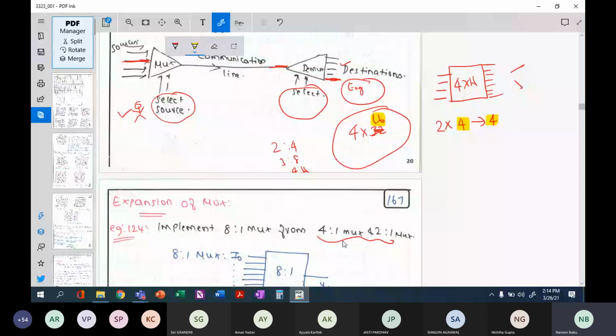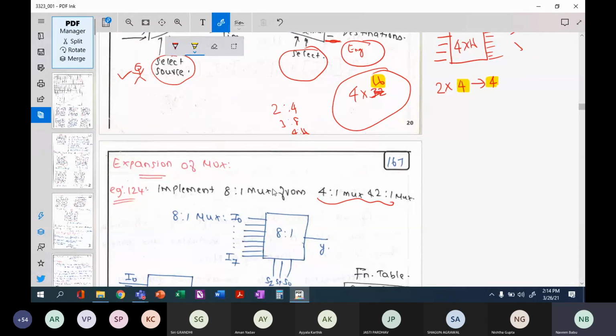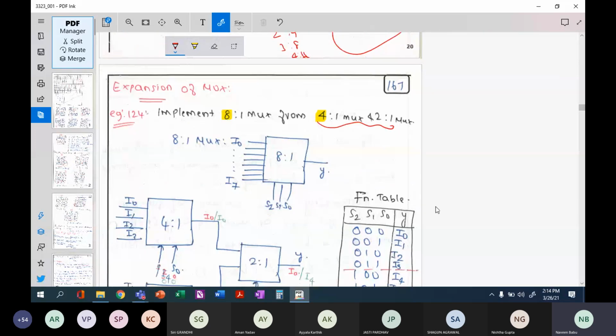But whereas here, you have to look at the input side. Meaning, here you have to implement an 8 cross 1 multiplexer. So you need 8 inputs. So the smaller multiplexer that you are going to use will be 4 cross 1 multiplexers, right? 2 4s are 8, right? So hence you have to look at the input side in multiplexers. You have to look at the output side in decoders. So let us look how to implement this.